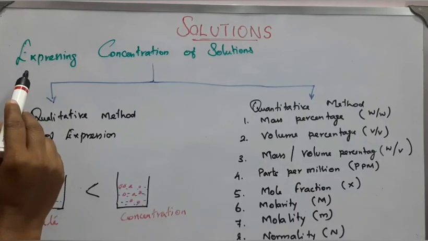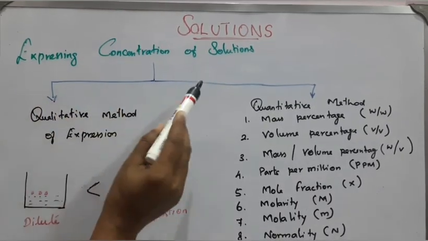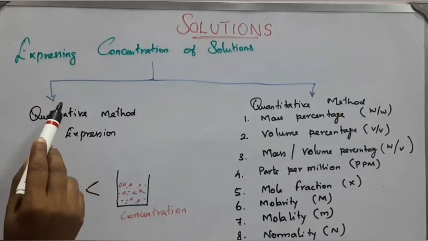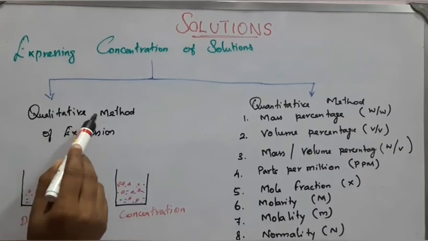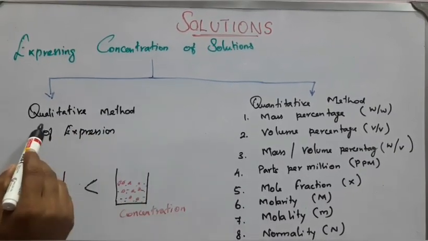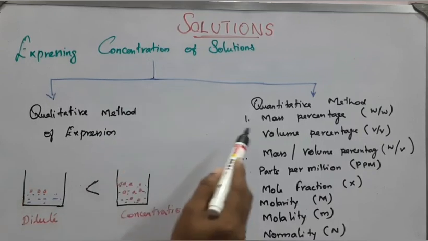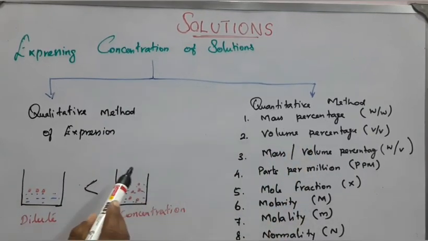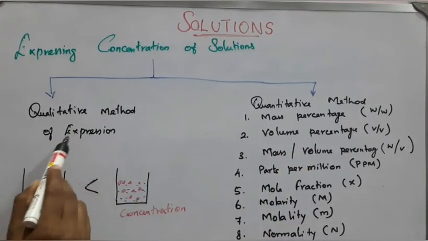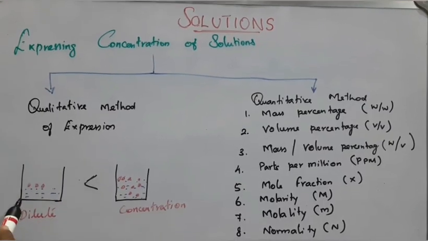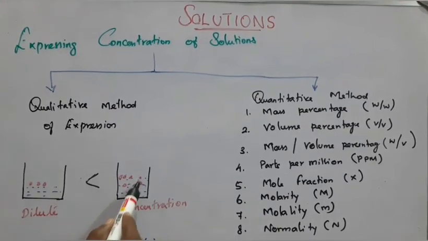Today we are going to see expressing concentration of solutions. There are two types of methods we have to use: the qualitative method of expression and the quantitative method of expression. Qualitative method of expression means, suppose, let me take two containers.